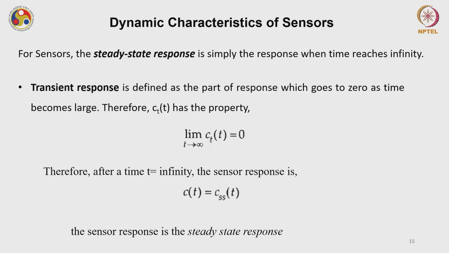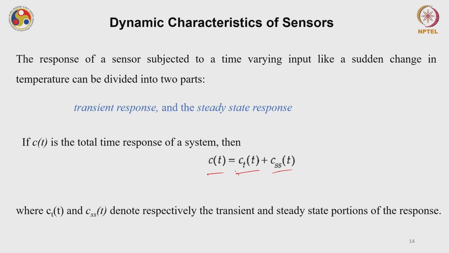For a sensor, the steady state response is simply the response when time reaches infinity. Transient response is defined as the part of the response which goes to zero at time equal to infinity, or when time becomes very large. So the component C_t has this property: when t tends to infinity, C_t, which is a time varying function, becomes 0.